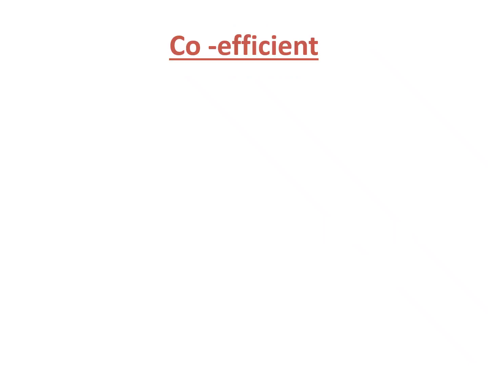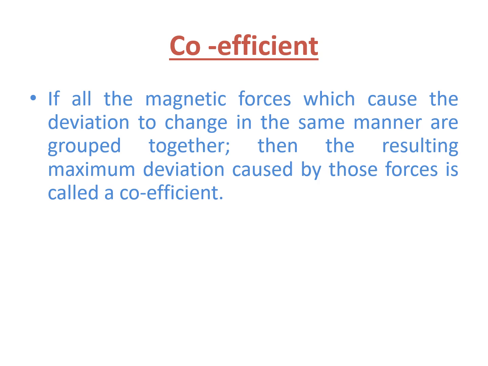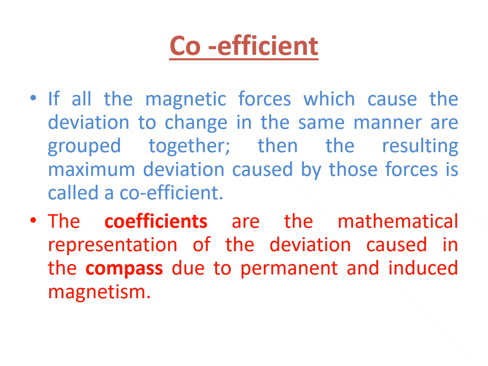Before starting the correction, let's do some small recap. Let's see what is coefficient. If all the magnetic forces which cause the deviation to change in the same manner are grouped together, then the resulting maximum deviation caused by those forces is called a coefficient. The coefficients are the mathematical representation of the deviation caused in the compass due to permanent and induced magnetism.